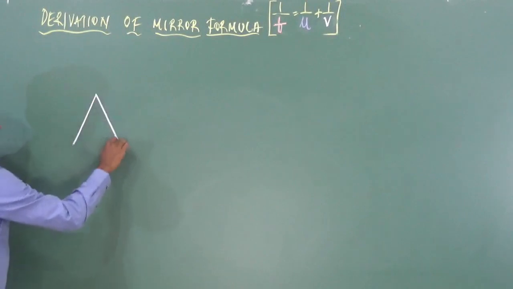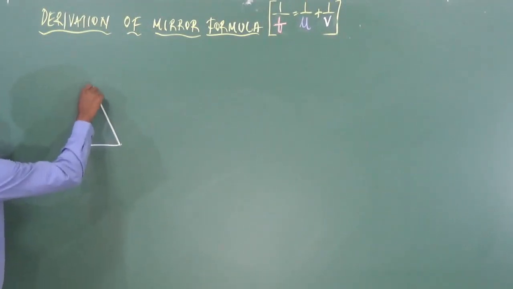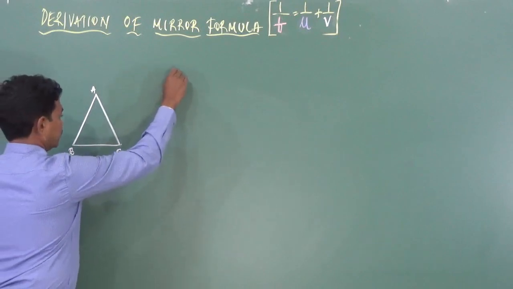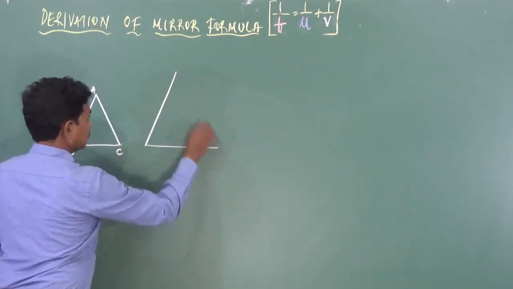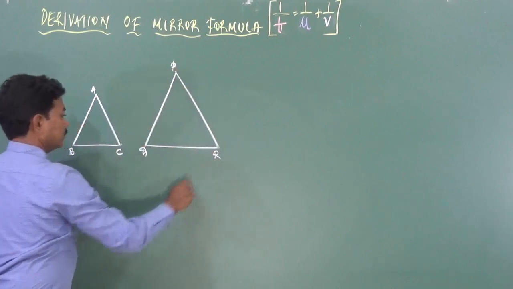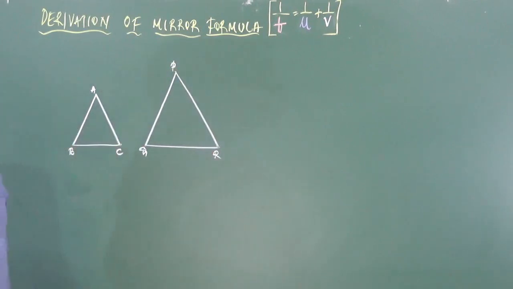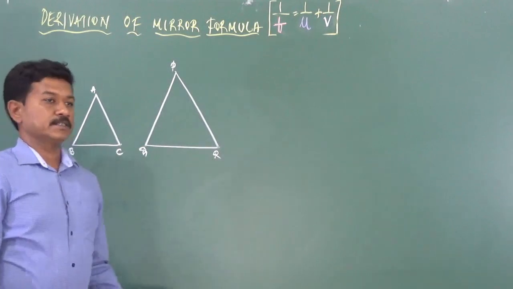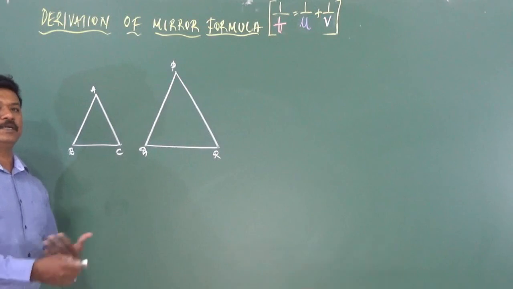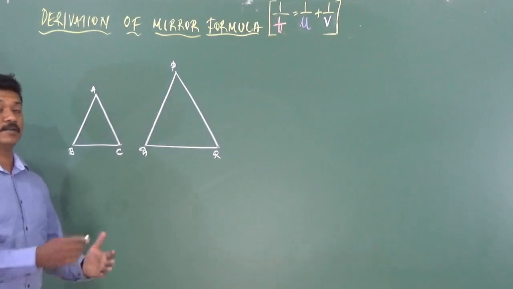So consider two triangles. I will take one triangle as ABC, and another triangle as PQR. So there are two triangles here. These two triangles are not the same. They appear to be similar. They are similar, but they are not the same.